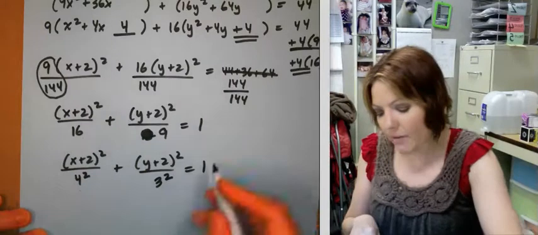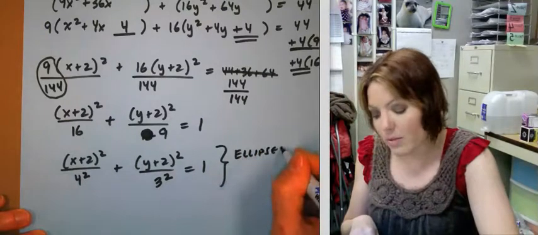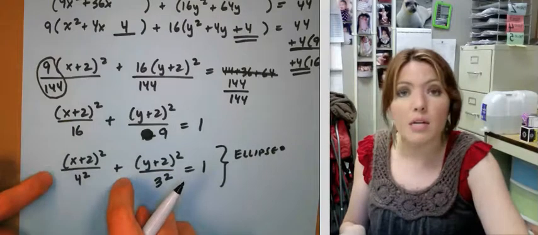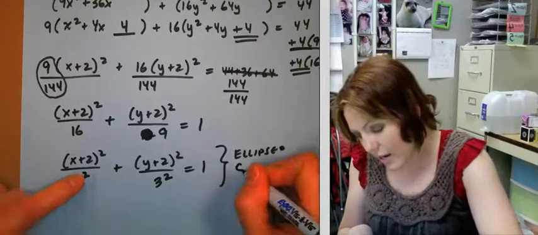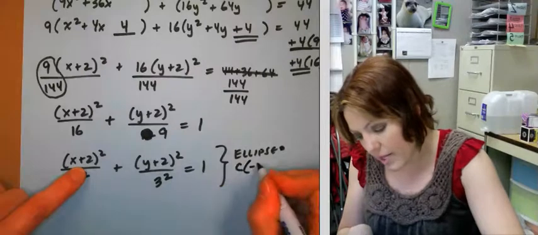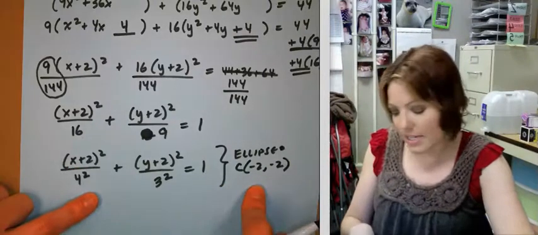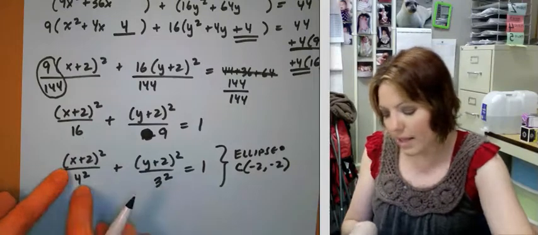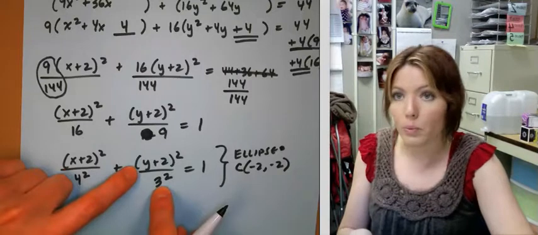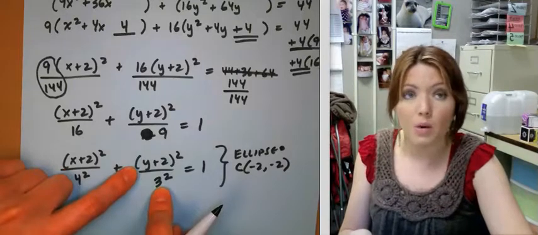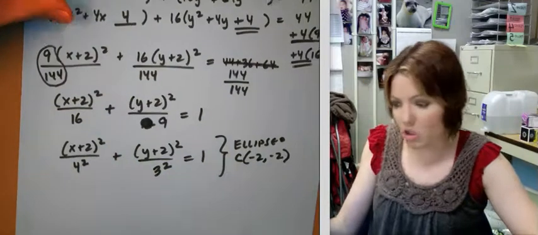So what we have here is an ellipse. And the way we know it's an ellipse is because we have both positives here. We have an ellipse with the center at -2, -2, and from that center we are going 4 to the left and 4 to the right, left and right because that's what's under x, and we're going 3 up and 3 down because that's what's under y, and y is in the up and down direction. Okay, so let's go ahead and construct that graph.